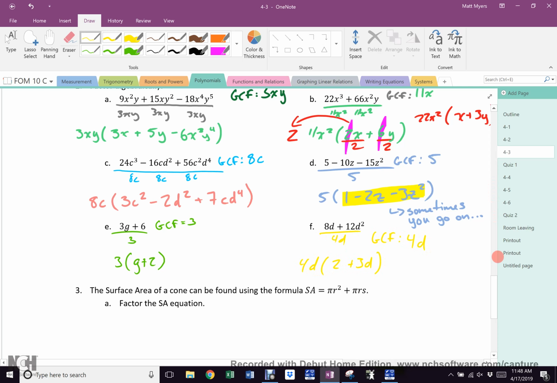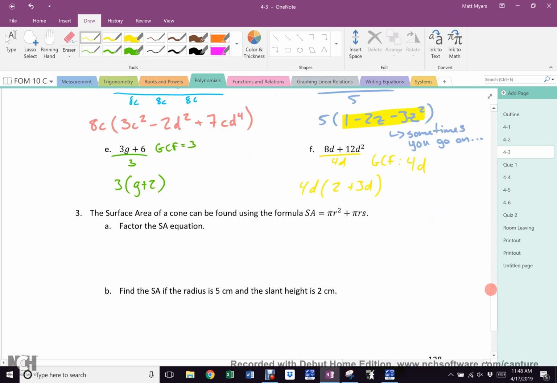Now, do we have to use just numbers? Of course not. Factor the surface area equation. SA equals pi r squared plus pi r slant. What is the same in both sides of that? So my GCF is pi r. So what do I divide that by? Pi r. And how do I rewrite it? GCF first, pi r, and then the answers. R plus S.